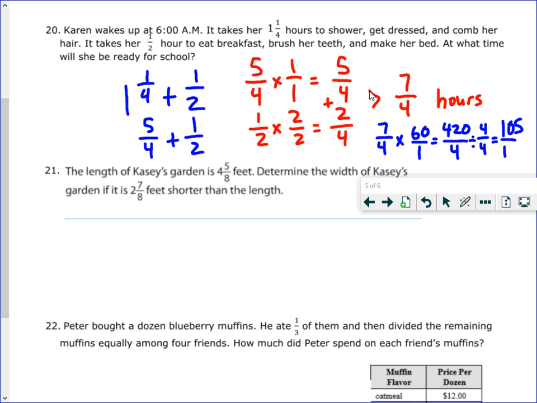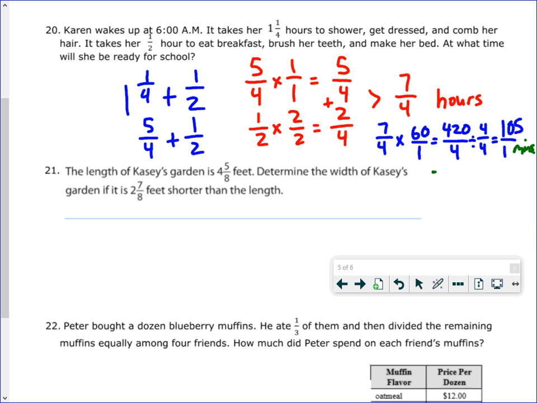So 105 minutes, which means it is 1 hour and, let's see, 60, so 45 minutes. 1 hour and 45 minutes. So 7:45 a.m. is when she's ready. Split that 105 up into 60 minutes plus 45 minutes. So it'd be 1 hour and 45 minutes. So 7:45 a.m. is when she's ready.